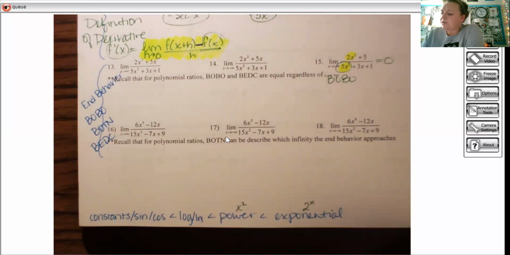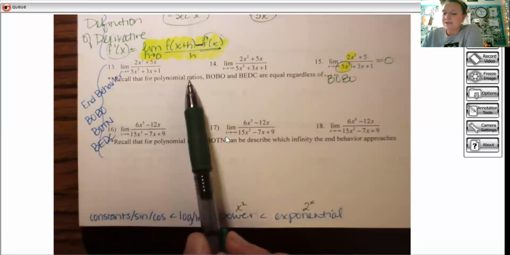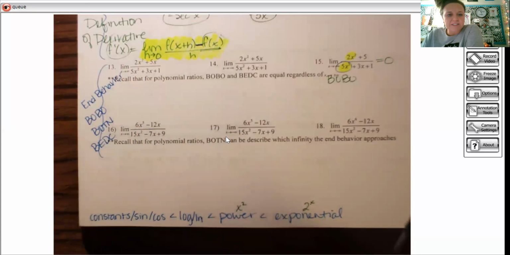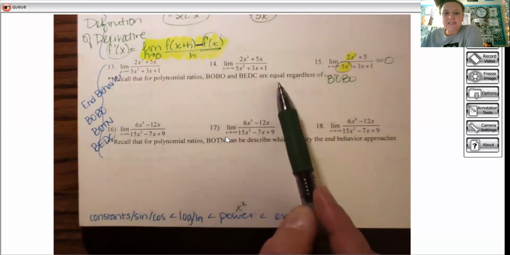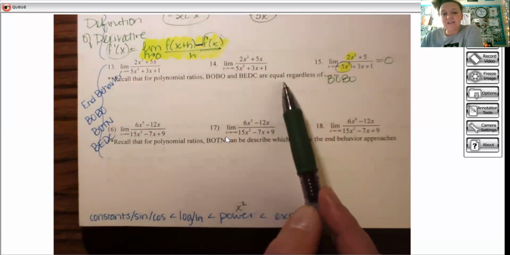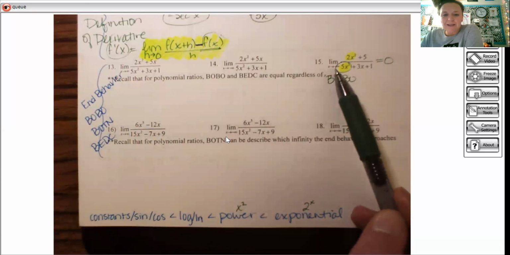Okay, also notice this little blurb that I wrote here. Recall that for polynomial ratios, meaning that these are just like x squared, x cubed, stuff like that, BOBO and BEDSEY are the same. It doesn't matter if x is going to infinity or to negative infinity. So like the negative infinity here makes no difference. If this was positive infinity, I'd still put 0. Okay.